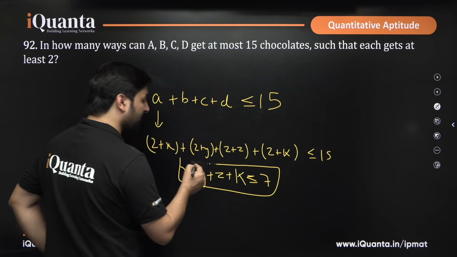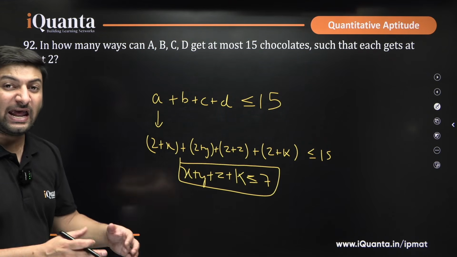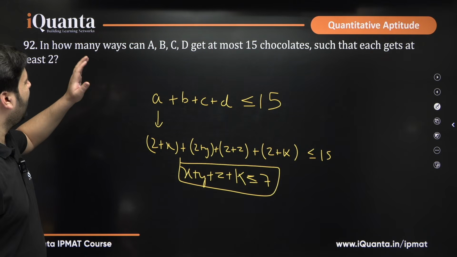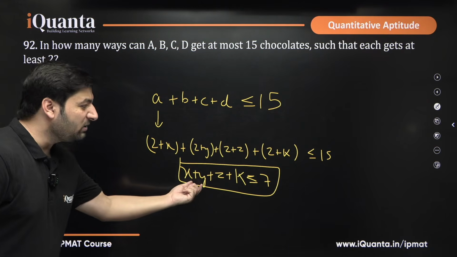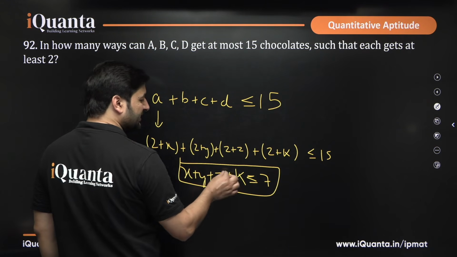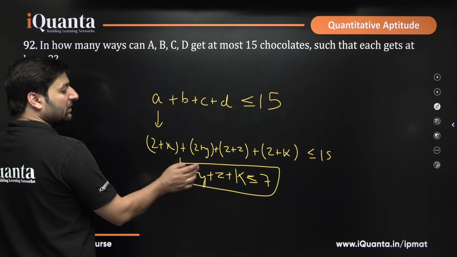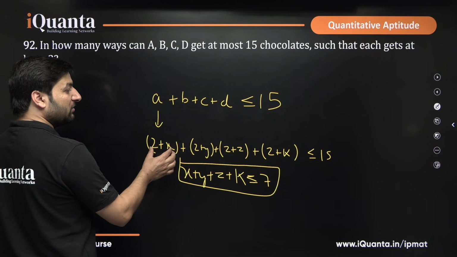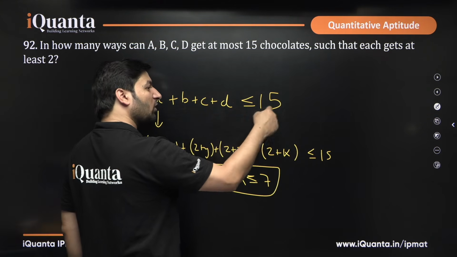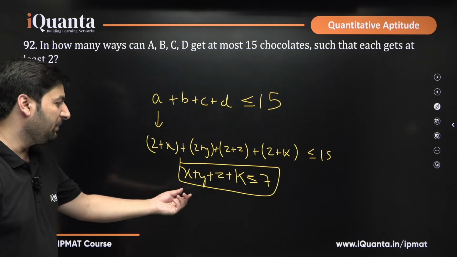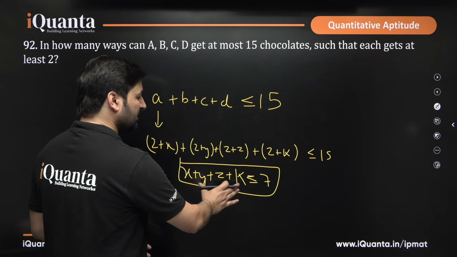Now just check whether x, y, z, k can have value 0 or not. They can have value 0, because even if x is 0, this sister is going to get 2. If x is 1, this sister is going to get 3. That means 2 and 2 or more is being ensured, right? But because it is less than equal to 7 here, that means we have to take separate cases.